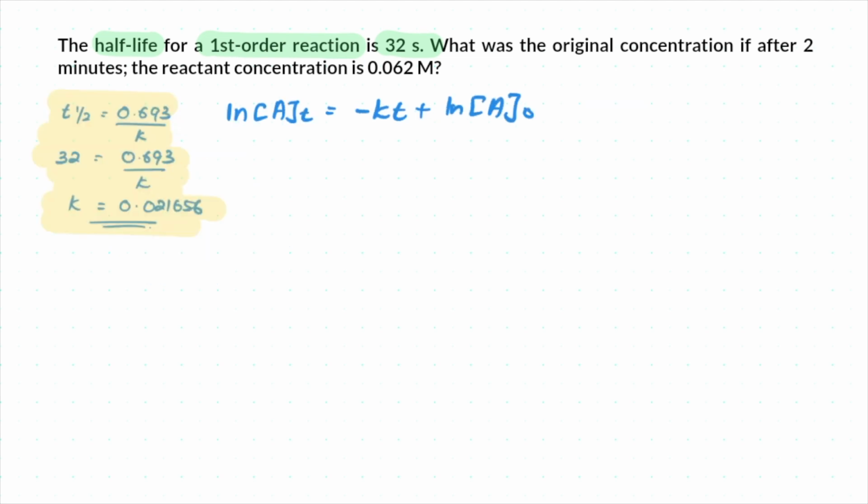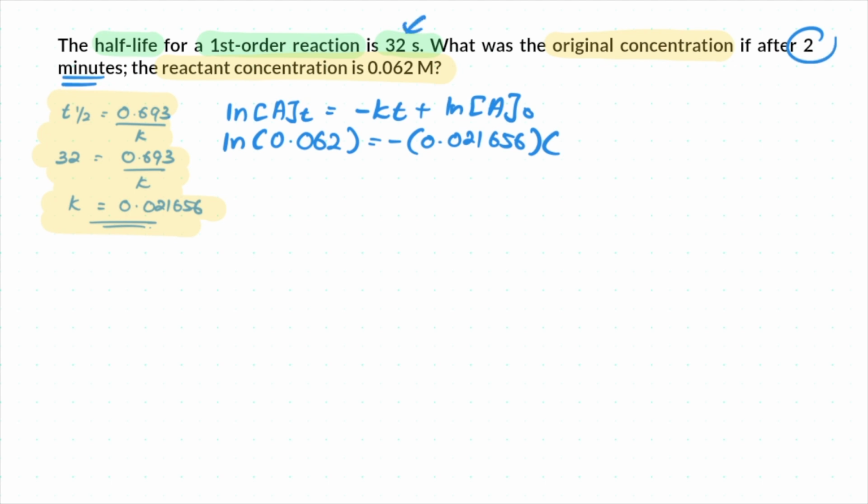So from the question, you were asked to calculate the original concentration. Given to you is the final concentration, which is 0.062. Therefore, what we are going to do now is plug in this value. So ln 0.062 is equivalent to negative K, which is 0.021656 times t. So what is your t? Now it's 2 minutes, but here you were given in seconds. So 1 minute is 60 seconds. So 60 times 2, plus ln A naught.